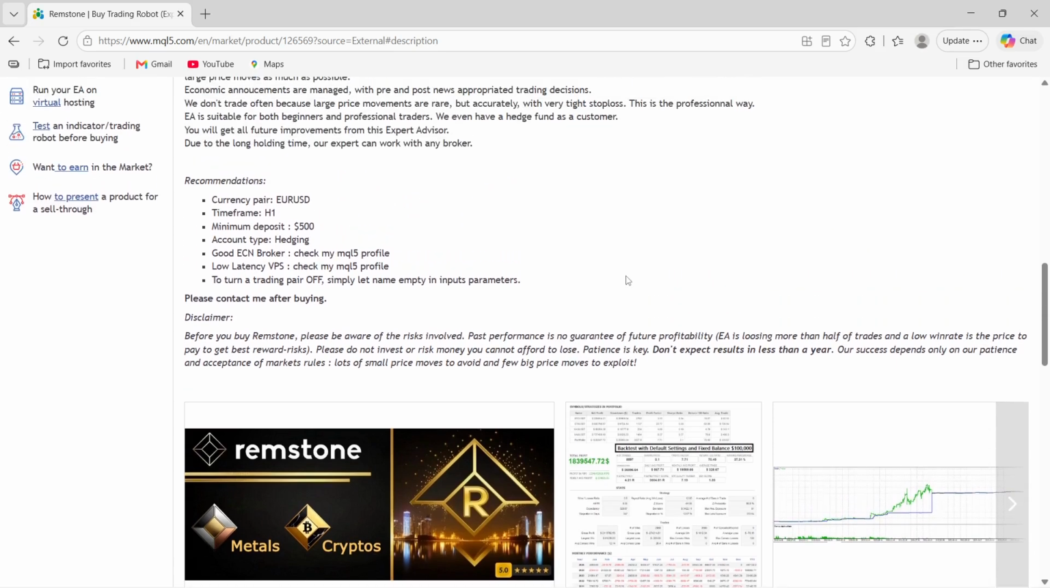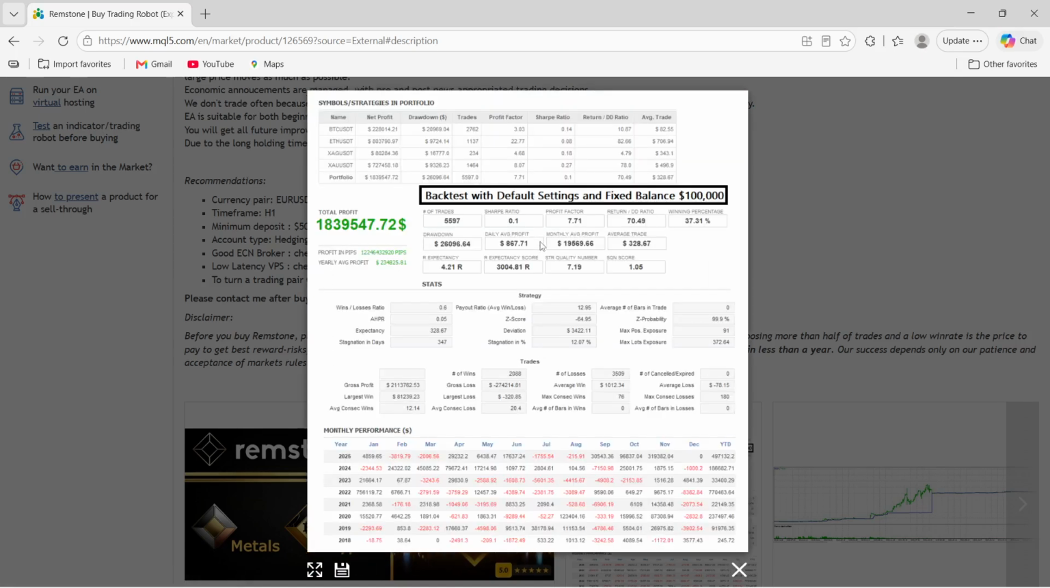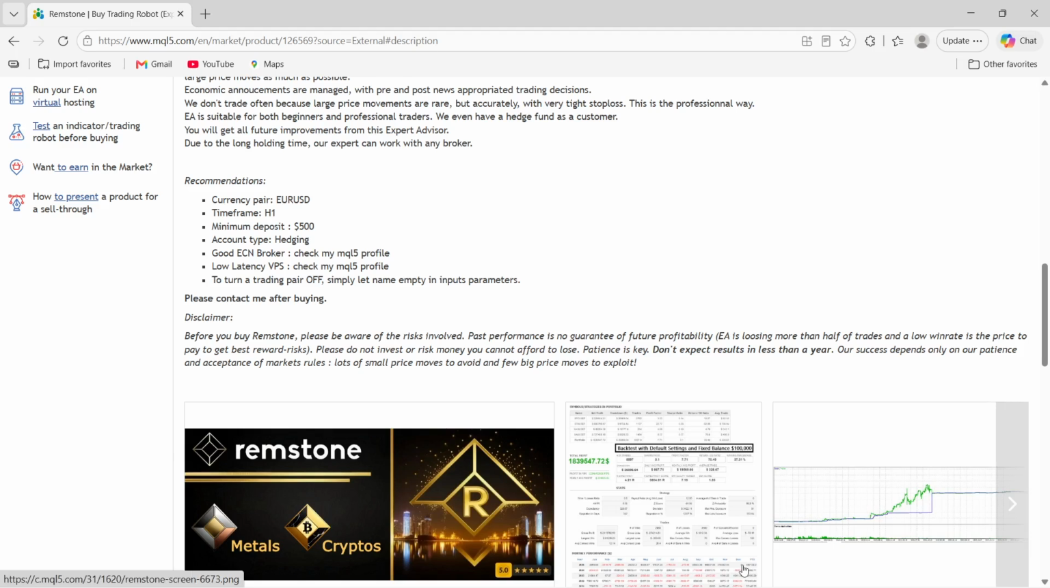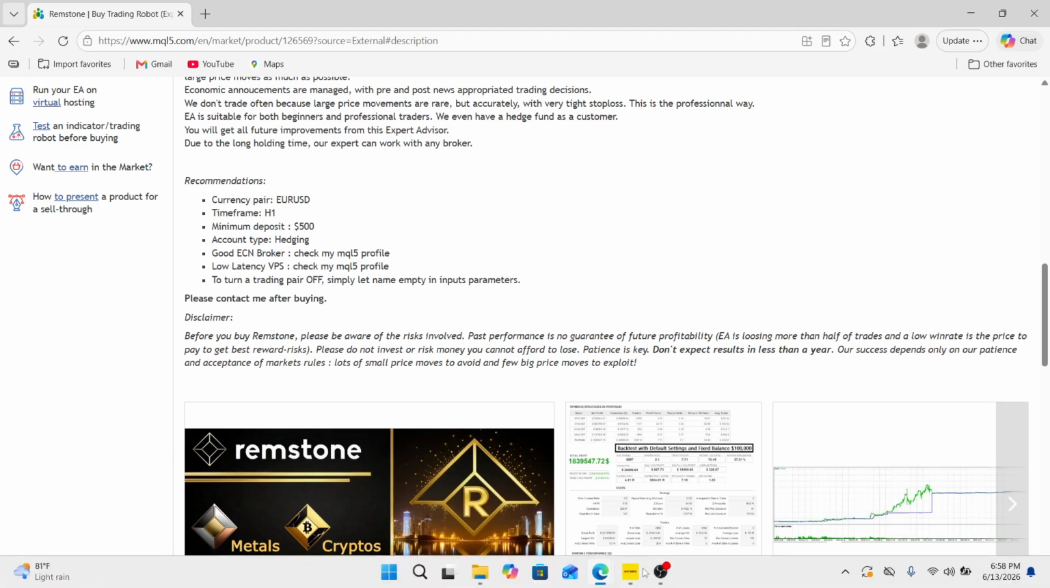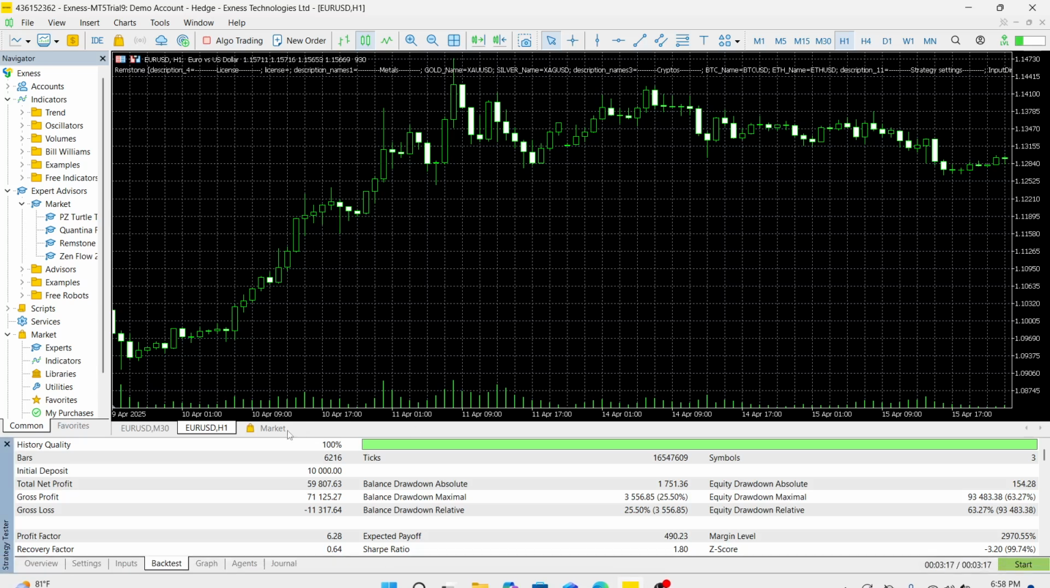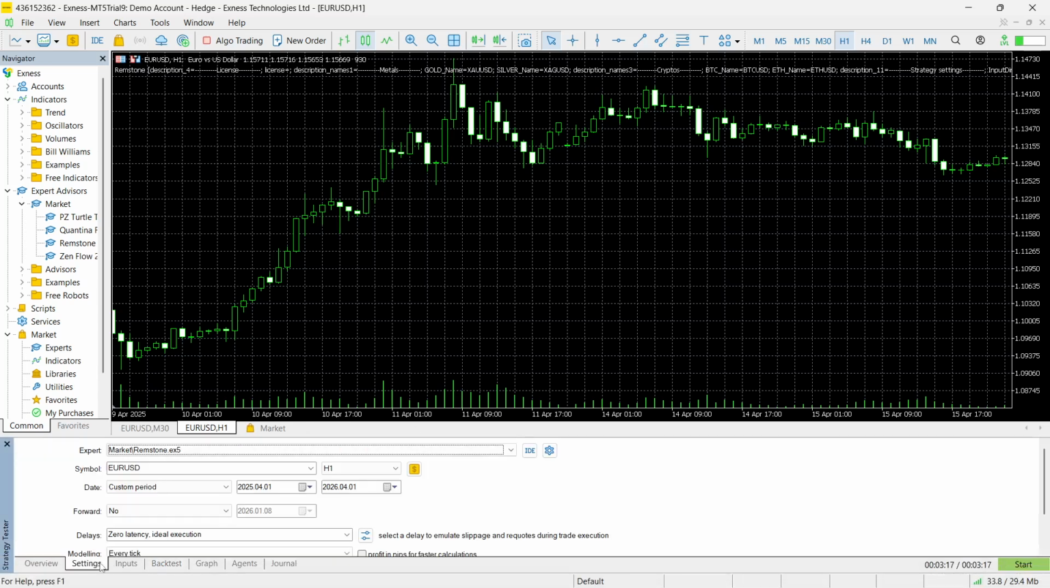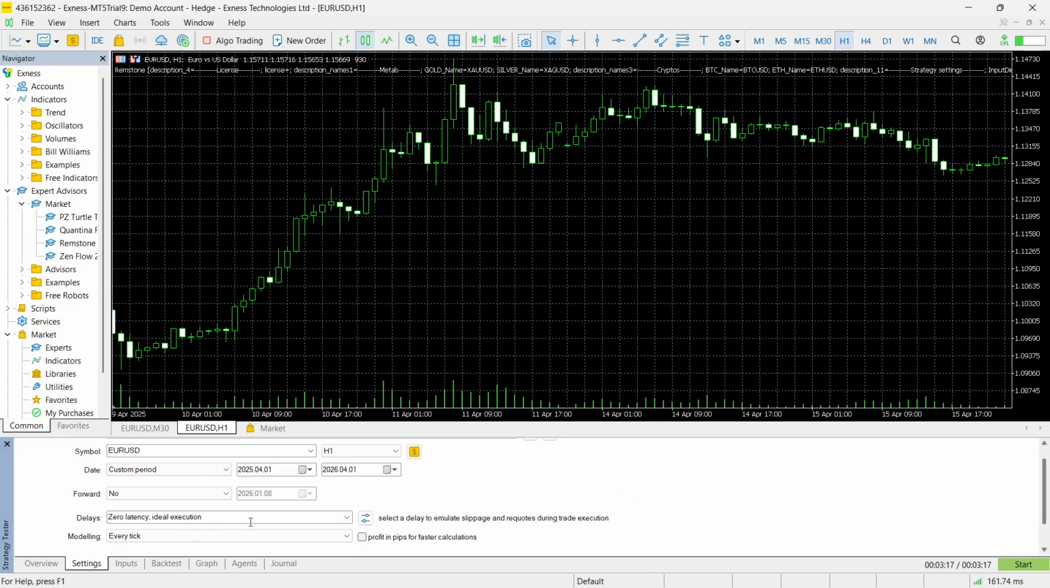So that's basically it. We've seen what it looks like and how the developer presents it. So now let's go over to my own personal backtest so we can see how it actually holds up in real time. So as recommended, I tested for a period of 1 year using the EUR/USD pair on the hourly time frame. My initial deposit was $10,000. I started with a $10,000 account.